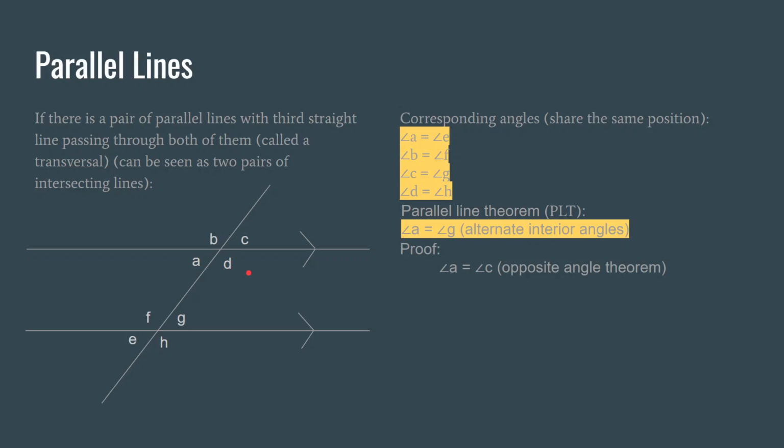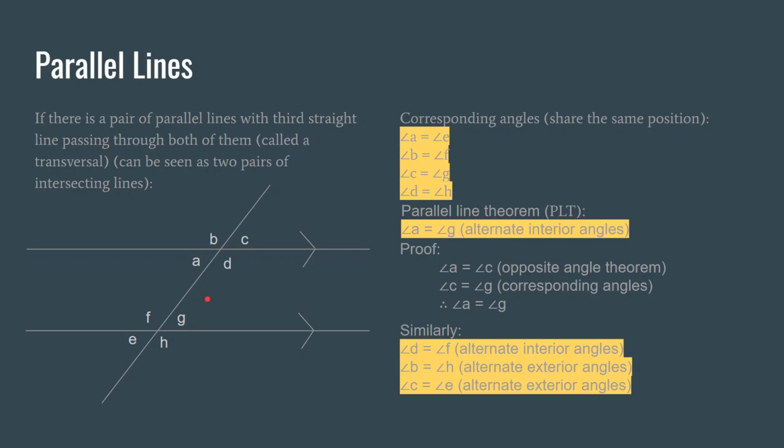Here is the proof. Angle A is equal to angle C from the opposite angle theorem. Angle C equals angle G, which are corresponding angles. Therefore, angle A is also equal to angle G.